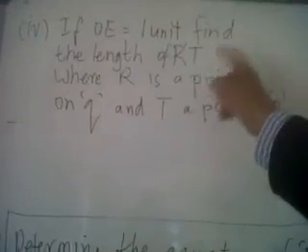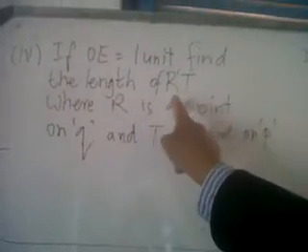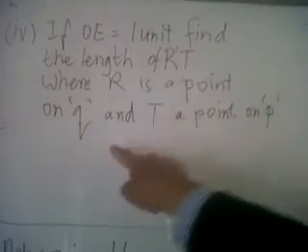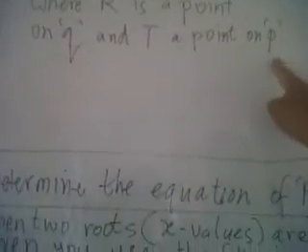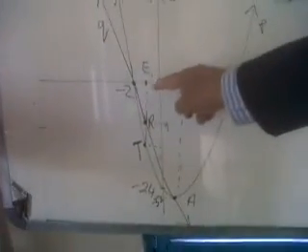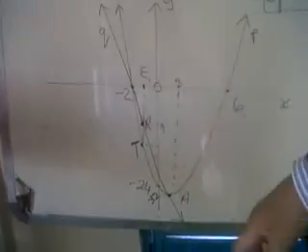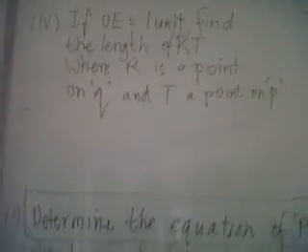Okay, now we go to this one, which is the fourth challenge. If OE is equal to 1 unit, find the length of RT, where R is a point on Q and T is a point on P. Okay, so here it is. If this is equal to 1, right? And that is a point on this line, and that is a point on this graph. They ask you to get the length of this one, this RT. So now let's see how they do it.